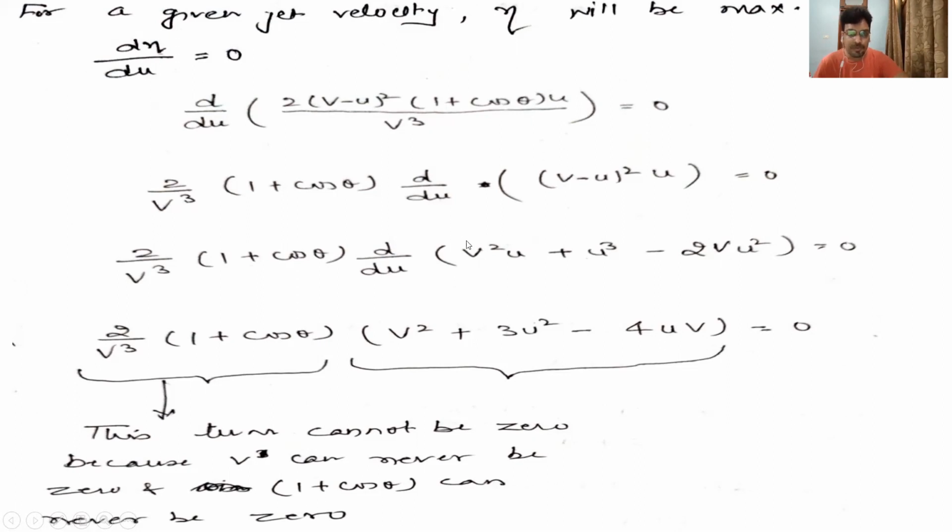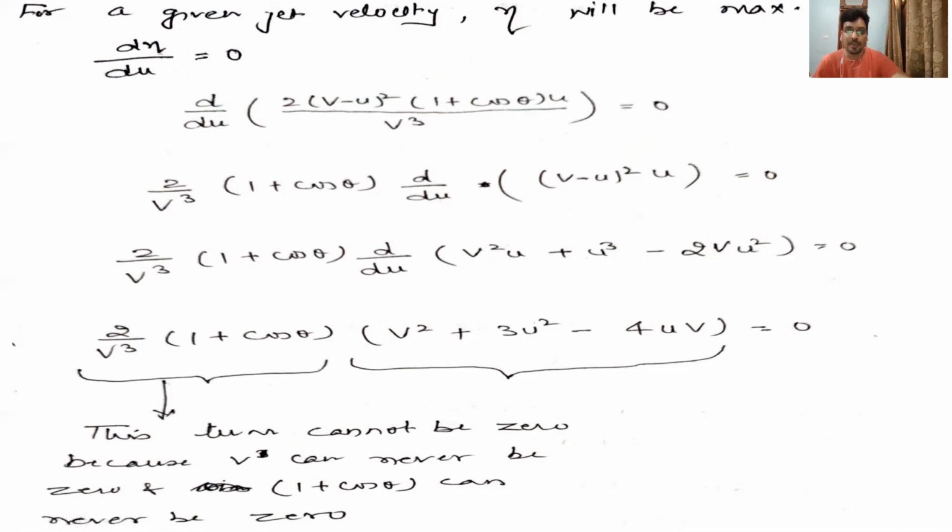Now differentiating, taking this and opening this whole square, we will get, this is a constant, d by du of v square u plus u cube minus 2 u square v equals to 0. So if we take this equation, we can see that this 2 by v cube into 1 plus cos theta cannot be 0, because v can never be 0.